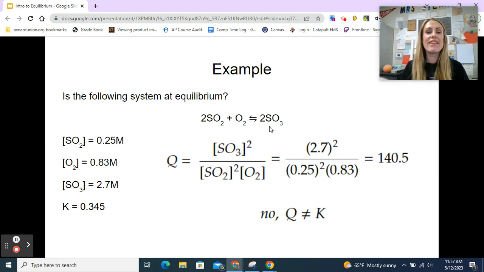All right, so that is an introduction to equilibrium. Again, we talked about equilibrium concentrations, what those mean, misconceptions, and we talked about the equilibrium constant and the reaction quotient.